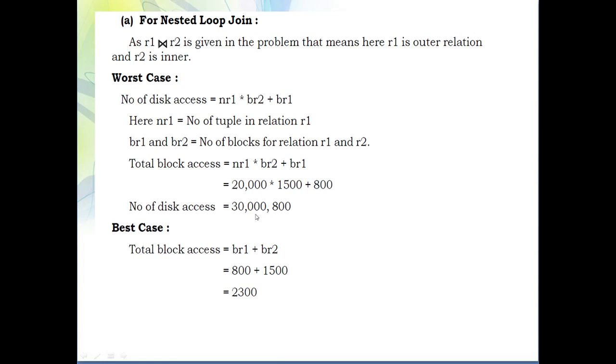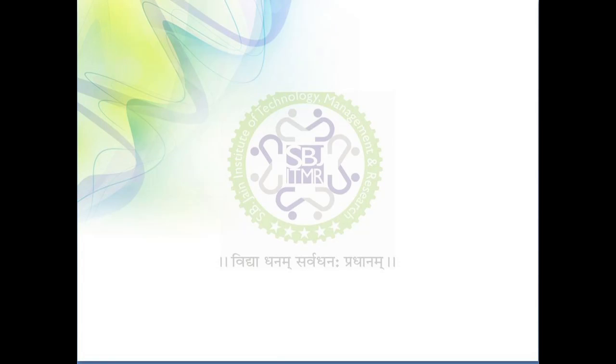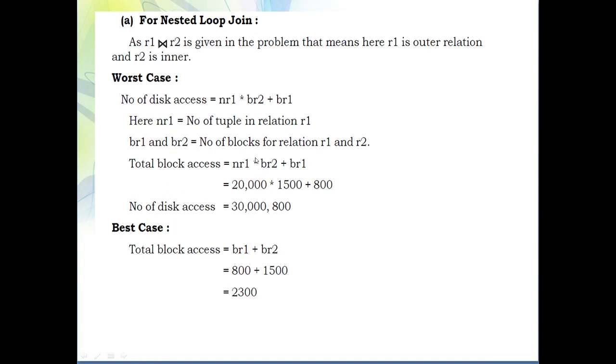So this many disk accesses are required if you are using nested loop join. What is asked in your numerical? It has been asked to estimate the number of block accesses required. Suppose you are going to join relation r1 with r2 by using the nested loop join strategy. So we come to know that this many block accesses are required in the worst case.